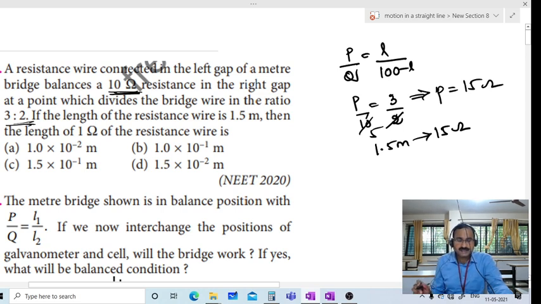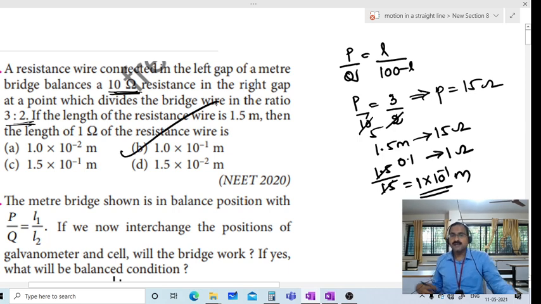So now they are asking the length of 1 ohm of the resistance wire. So 1 ohm means how much it becomes? That is nothing but 1.5 divided by 15 only, no? That is 0.1 just, nothing but 1 into 10 power minus 1 only, no? 0.1 means how much it is? 1 into 10 power minus 1 only, that is.